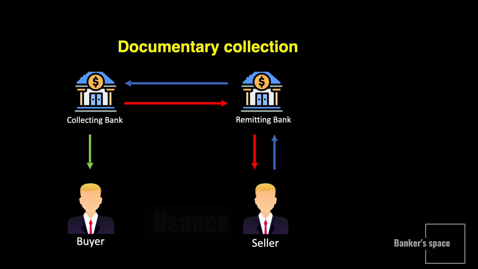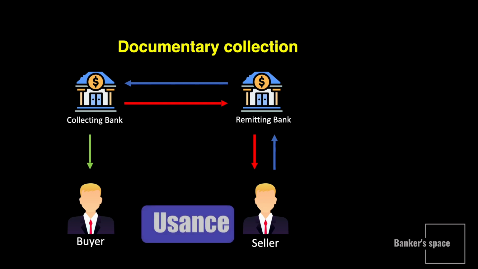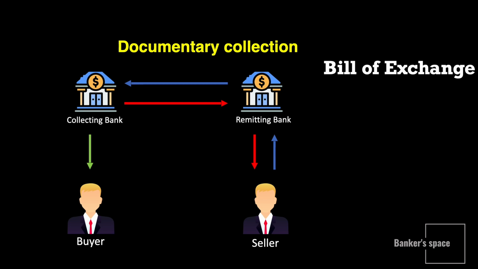This happens when the collection is on sight basis. If it is on a usance basis, the documents sent by the seller will contain a bill of exchange, which needs to be accepted by the buyer, and on the due date, the seller places the bill of exchange for collection and he will get the payment.